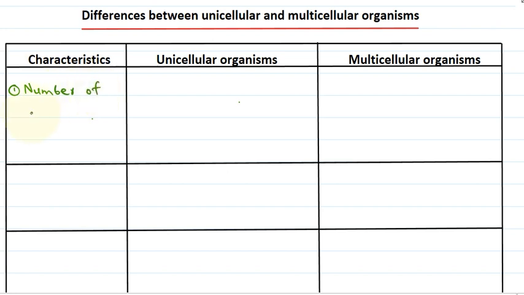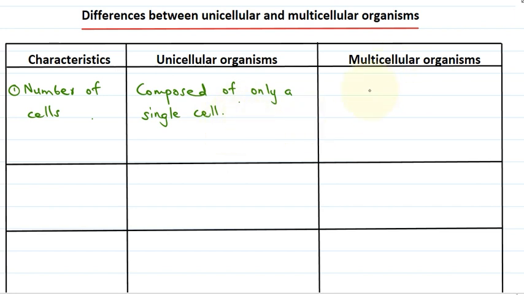Number of cells. So unicellular organisms are those organisms which are composed of only a single cell. Okay, so we can define unicellular organisms as those organisms that are composed of only a single cell, and hence we also call these organisms single celled organisms.